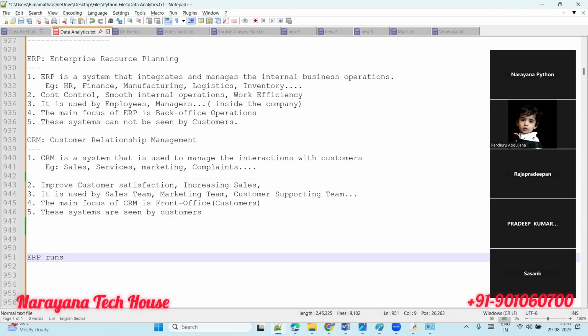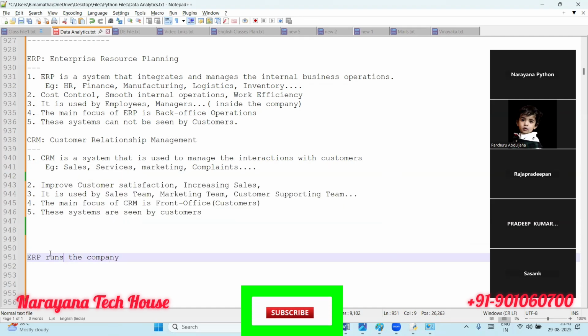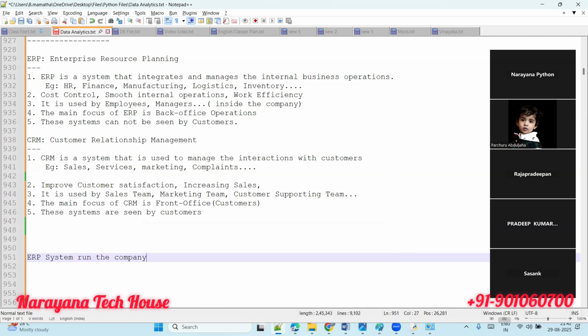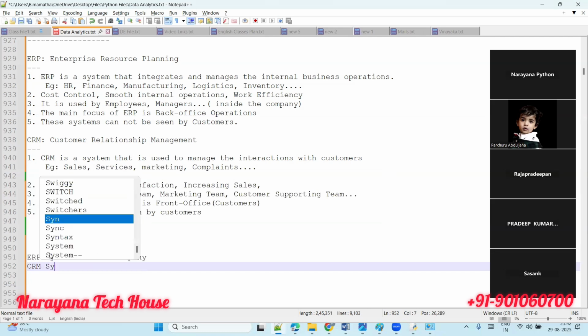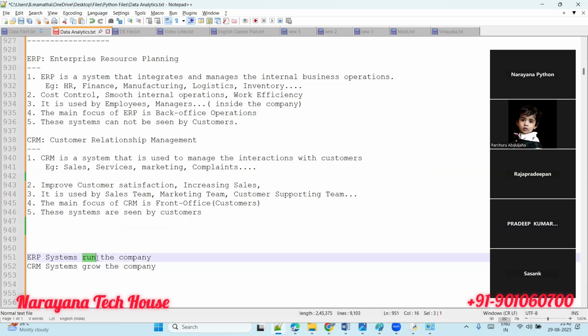I can say that ERP runs the company, guys. ERP systems run the company. So what do they do? They run the company. Then CRM, what do they do? CRM systems grow the company, guys. Now you can understand the meaning of both. ERP systems run the company, but CRM grows the company, guys.